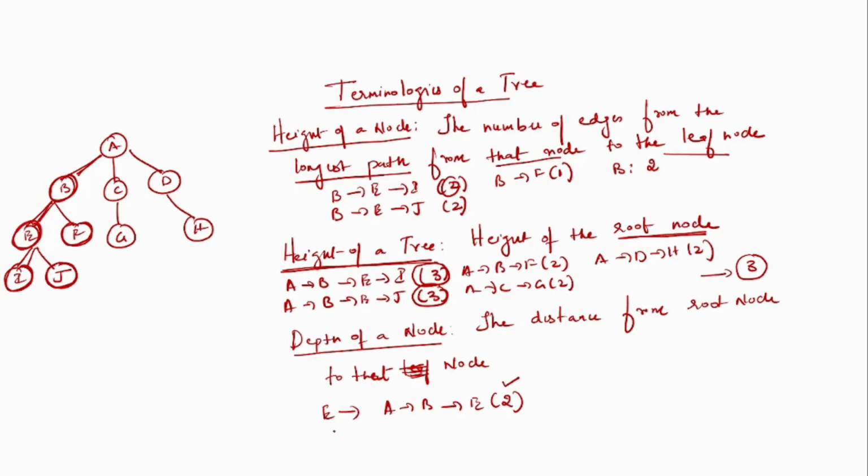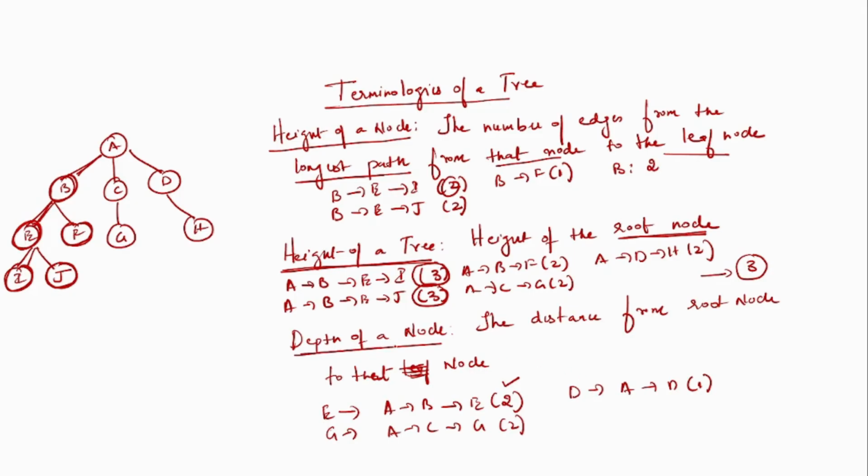What is the depth of G? Depth of G is nothing but A to C and C to G. That's nothing but 2, right? What is the depth of D? Depth of D is just A to D. Therefore, it is 1.